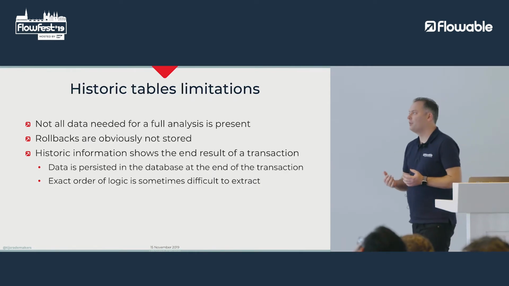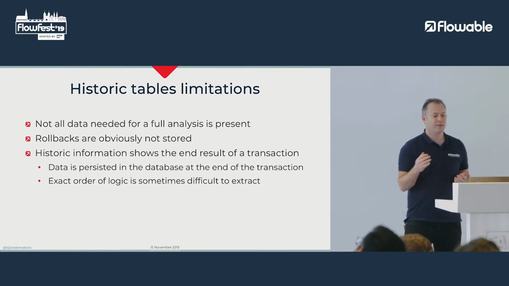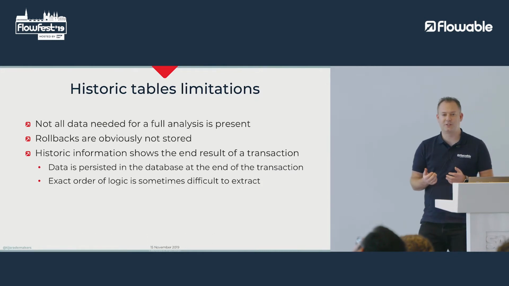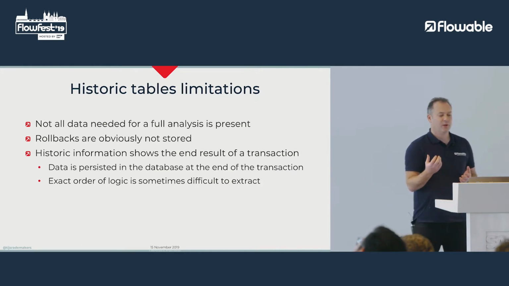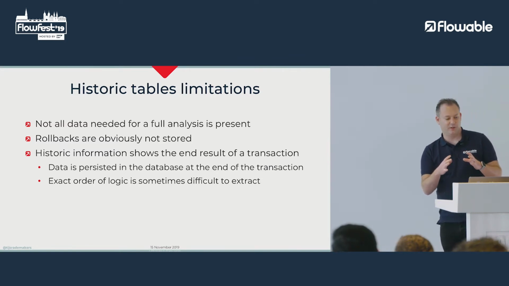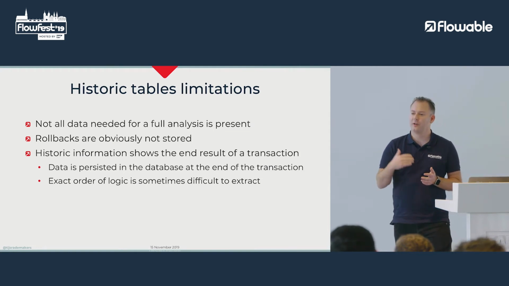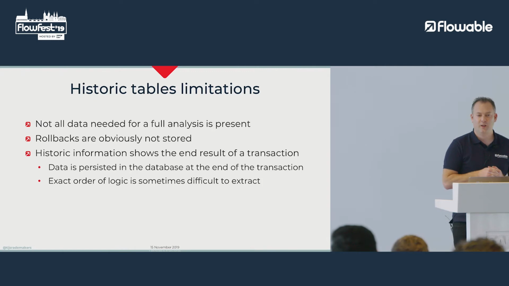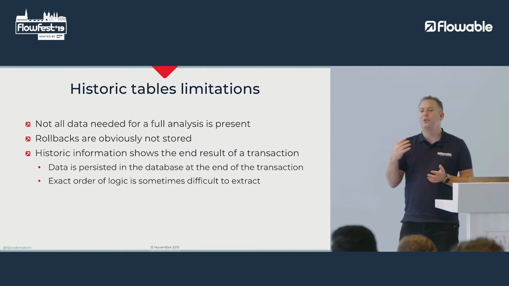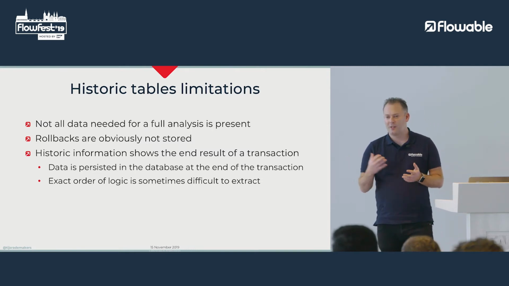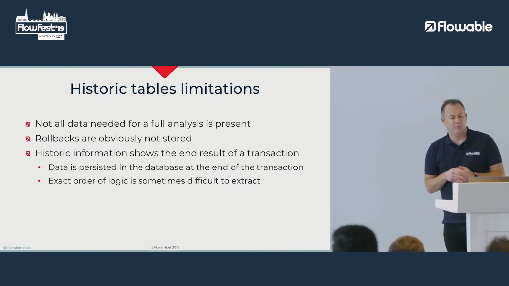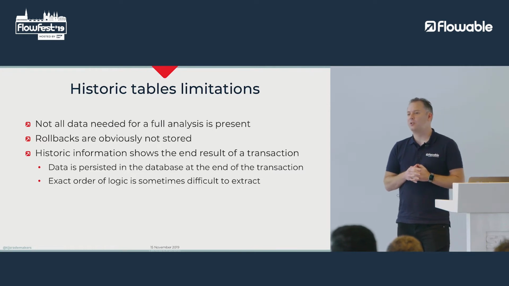The limitation of the historic tables is that you might not have all the data that you would like available to do your analysis, because you only know what's stored in that database, and you only know the final data. You don't know the exact order in which things have executed. And even worse, rollbacks are obviously not stored at all. So you have no information about rollbacks at all, right? You can just assume that something happened because you see an error in the log, but from the historic tables you don't see that.